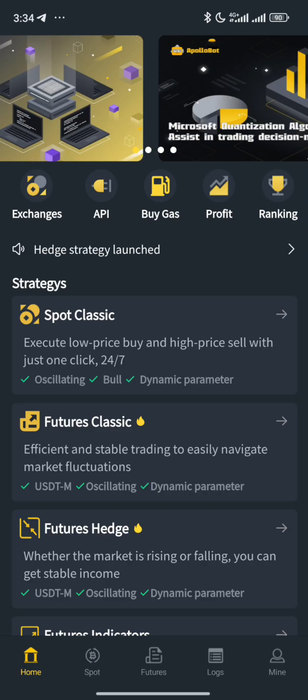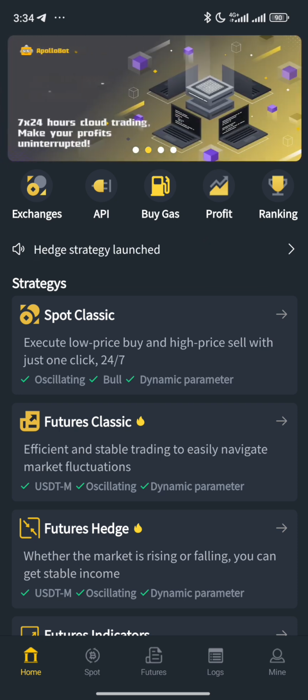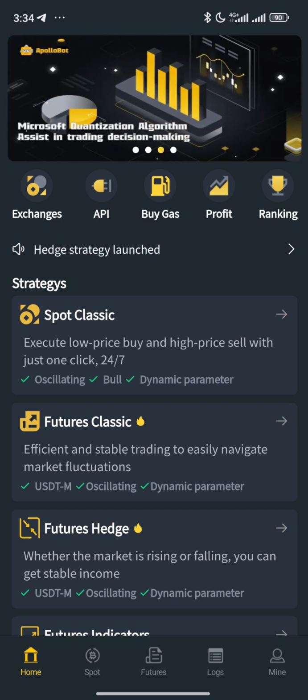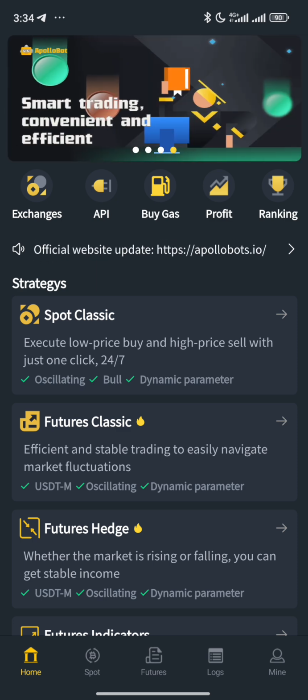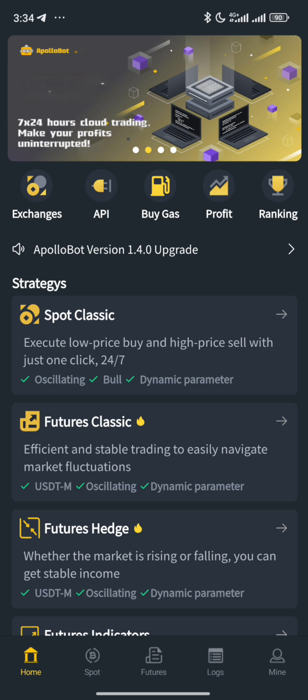Okay, good day. In this video, we are going to be looking at the simplified ways of making money in the spot market using the Apollo bot AI. So whether you are a newbie in the trading system or you're a professional, using the Apollo bot to set up trades, especially in the red market, in the bearish market. There are different strategies for the bearish market and also for the bullish market.